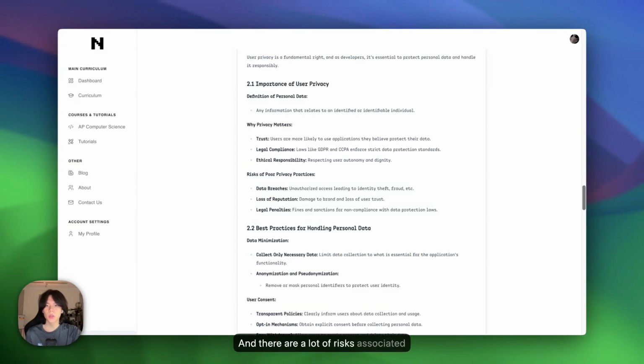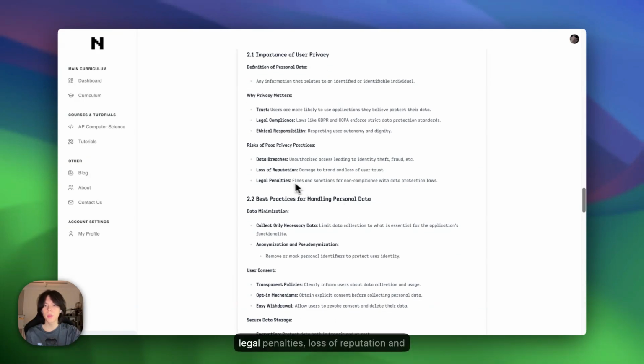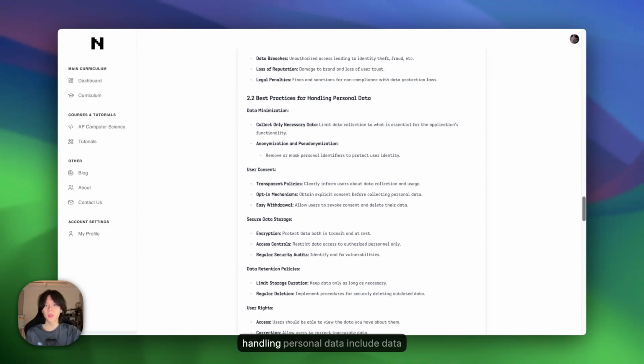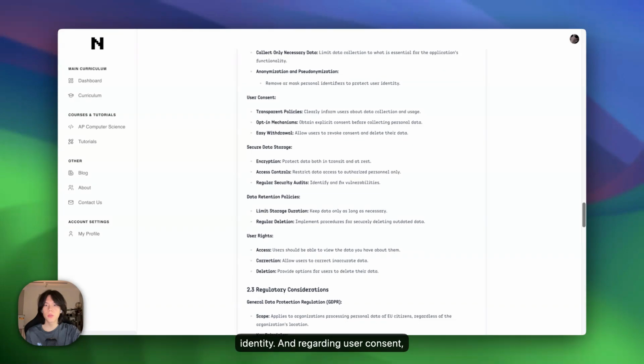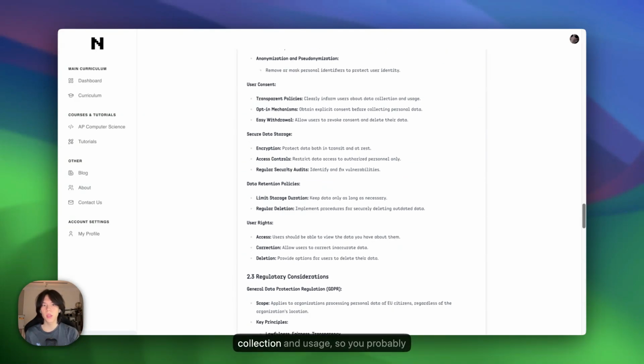And there are a lot of risks associated with poor privacy practices, such as legal penalties, loss of reputation, and data breaches. Best practices for handling personal data include data minimization, so collect only necessary data, limiting data collection to what is essential for the application's functionality. So don't just feed the model a bunch of data hoping that it will give very accurate results, as it may still give you a lot of biases and flaws. Also, anonymization, so remove or mask personal identifiers to protect user identity. And regarding user consent, clearly inform users about data collection and usage.